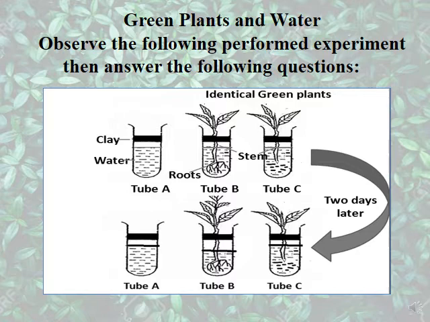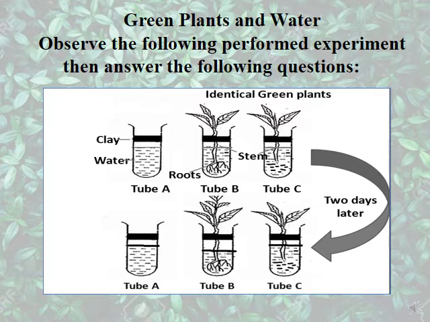In tube C, the plant has leaves and stem, but it lacks the roots. So the level of water after 2 days remains the same. What is the difference between tubes A and B? Tube A doesn't contain a plant, while tube B does. Tubes B and C both contain a plant. Tube B contains a plant with roots, stem, and leaves, while here we have leaves and stem, without roots.